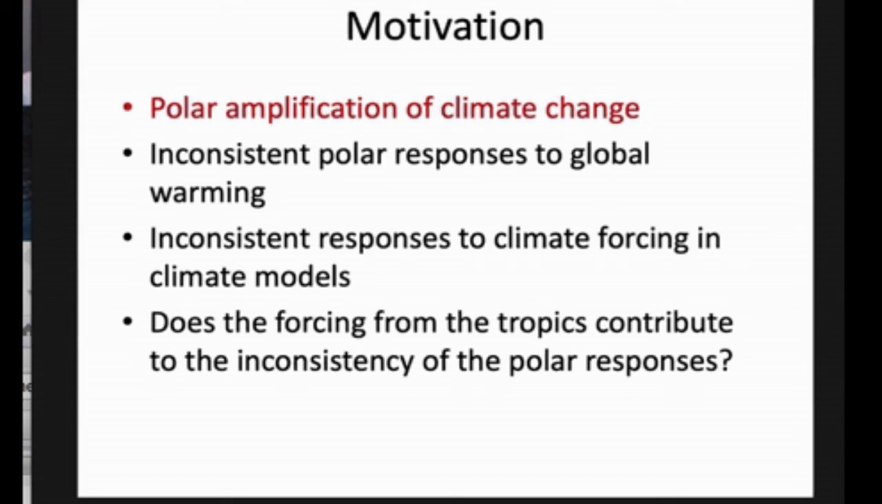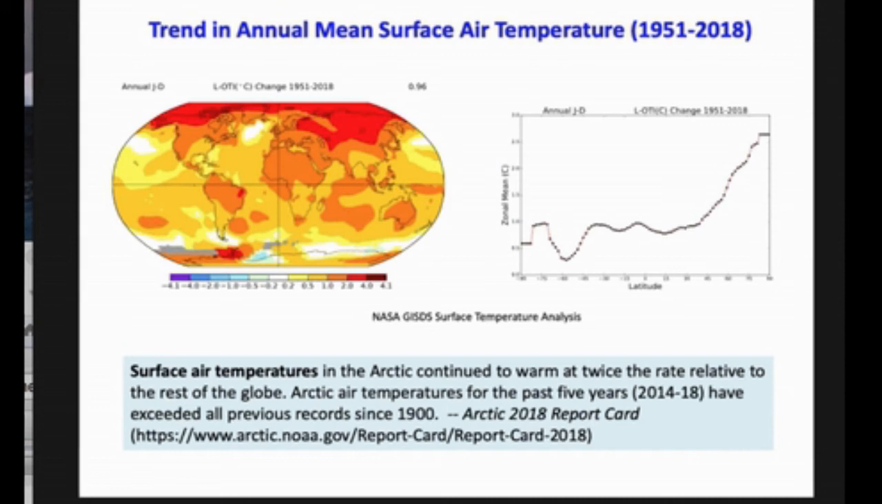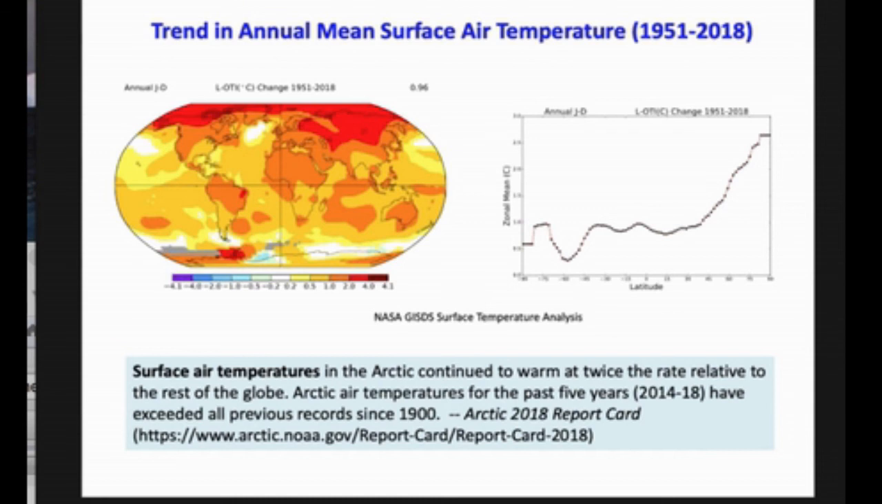So when our globe warms, the poles warm faster. This is the surface temperature trends, and we see the Arctic warming much faster than the rest of the globe, and Antarctic. And Antarctic has, the pointer doesn't work with the screen. Antarctica has its own hotspot in the peninsula.